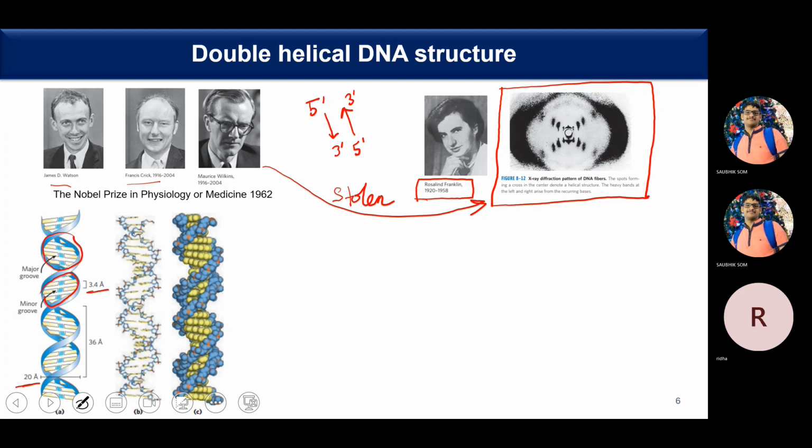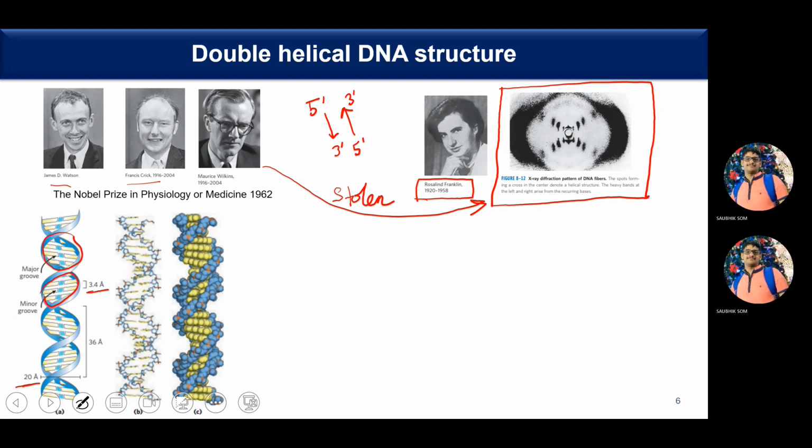And one turn of the DNA, approximately a full turn: if you start from this particular position and this particular direction and come back to the same position, this is called one full turn. One full turn of the DNA will contain one major groove as well as one minor groove. It's around 36 angstrom.